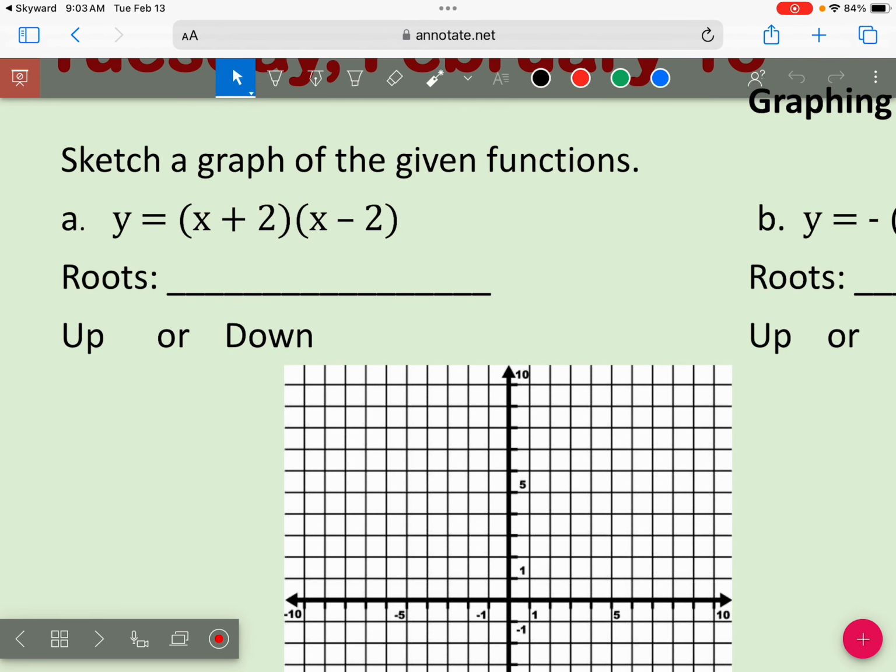All right, so how do you find the roots? What do you do with your factors? Set them equal to what? 0. Go ahead and do that. Take both of these, set them both equal to 0. Solve it. Get your 2 solutions.